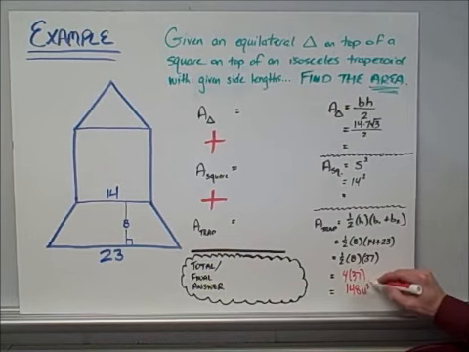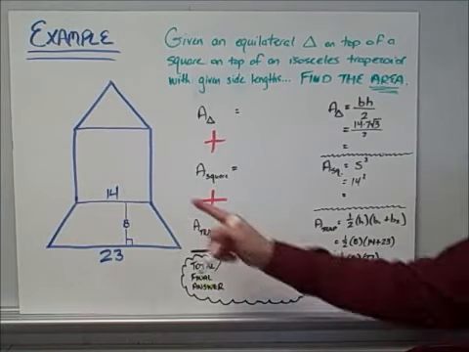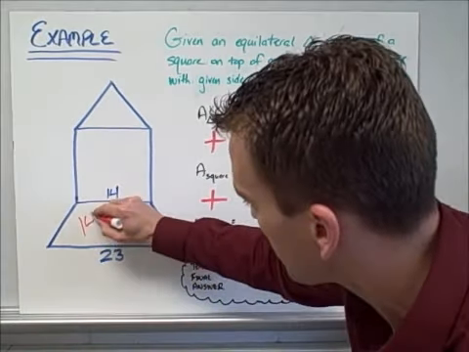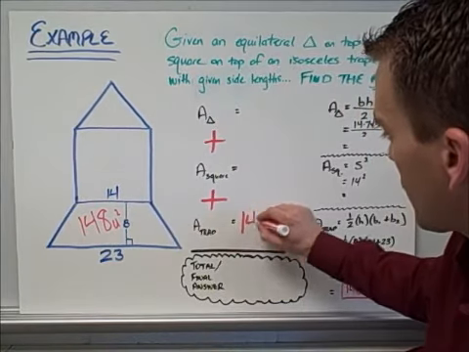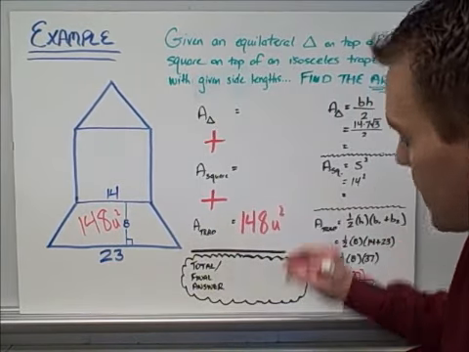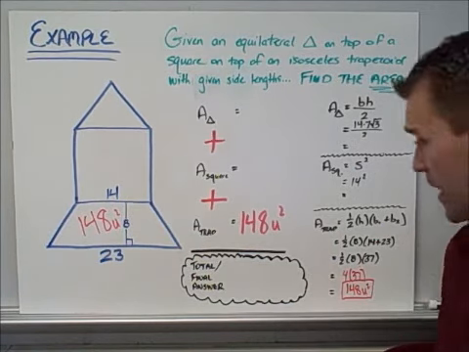That would give me 148 units squared. So that is the area of the trapezoid. 148 units squared. So that's this. Sweet. Okay. So we got that thing.